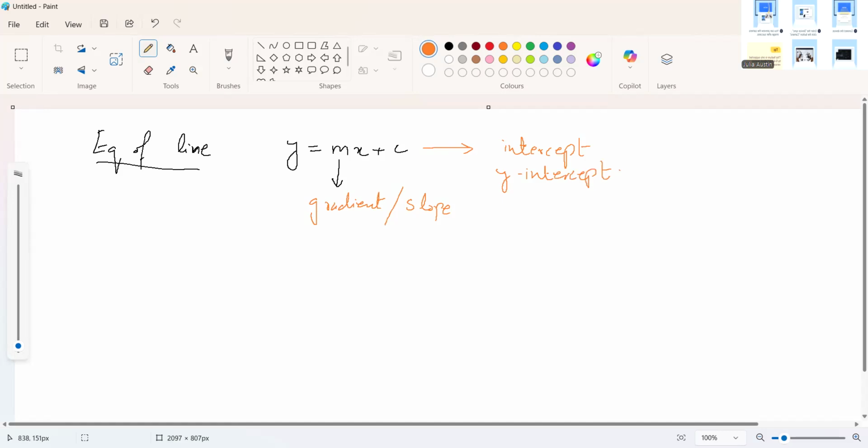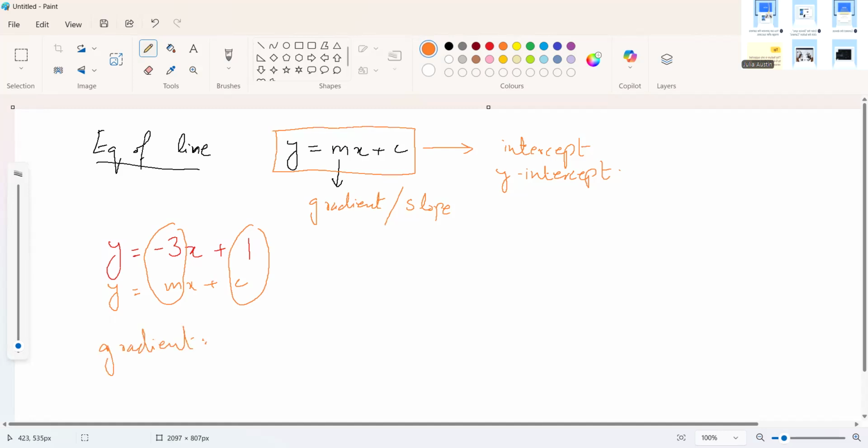So if any linear equation of line is given and you need to find out how do you identify gradient and intercept from it, how will you do this? For example, we have y is equal to minus 3x plus 1. So if you compare this with y is equal to mx plus c, you can easily see that m is equal to minus 3 and c is equal to 1. So that means the gradient of the line is equal to minus 3, whereas the intercept, or you can say y-intercept, is equal to 1.